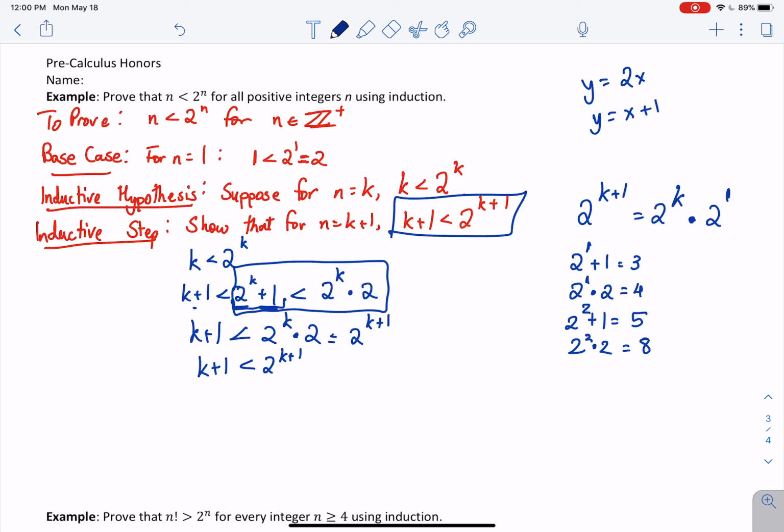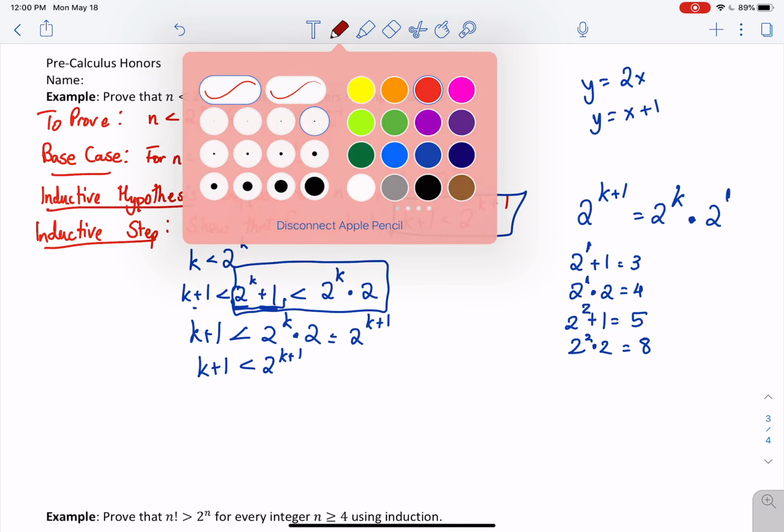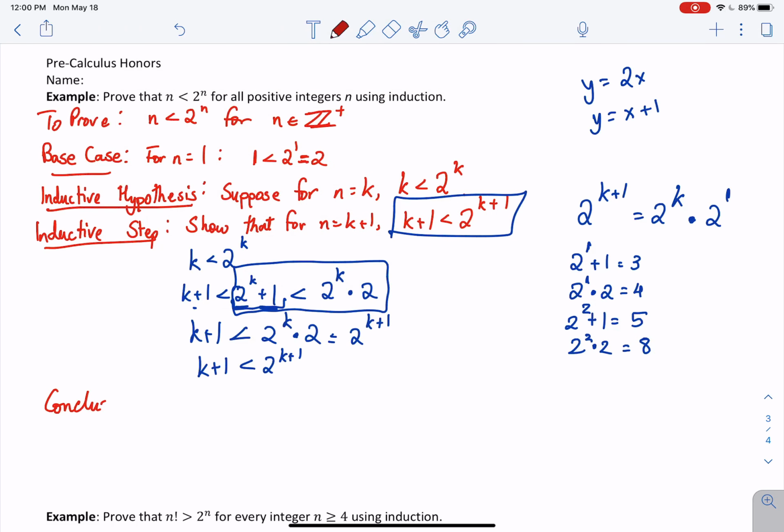Well, now we've shown the inductive step that it works for k plus 1. So then we can write a conclusion saying that therefore by induction, n is less than 2 to the n for positive integers n.